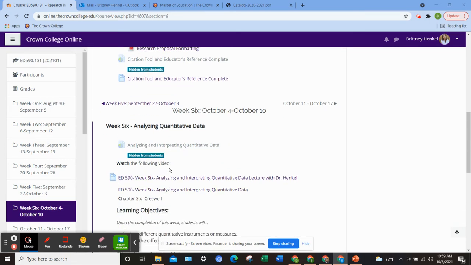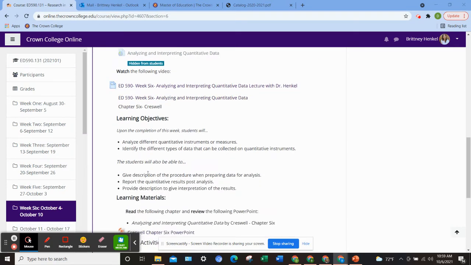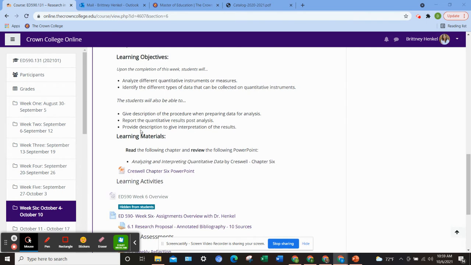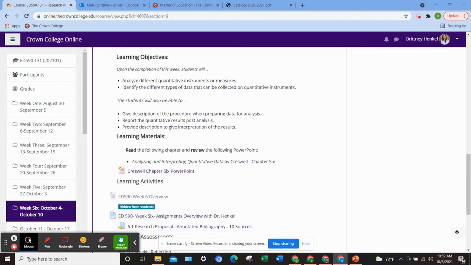So if you scroll down, here's your learning objectives. These are from your textbook. After this week, we're going to be looking at quantitative data and how to assess it. Upon the completion of this week, you'll be able to analyze different quantitative instruments or measures, identify different types of data that can be collected on quantitative instruments, as well as describe the procedures when preparing your data for analysis, report quantitative results post-analysis, and to be able to describe and interpret the results of a quantitative research study.